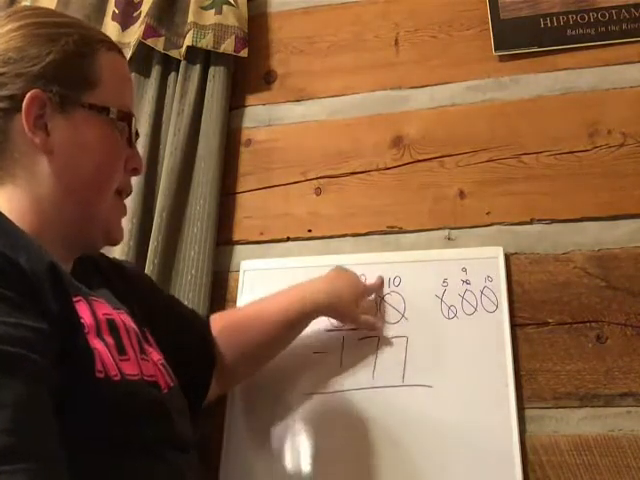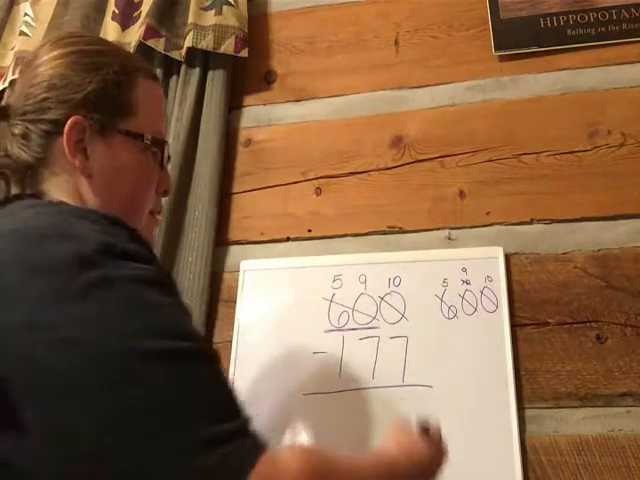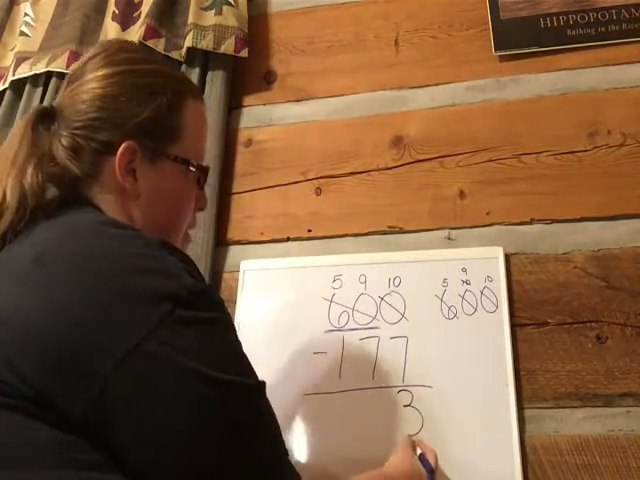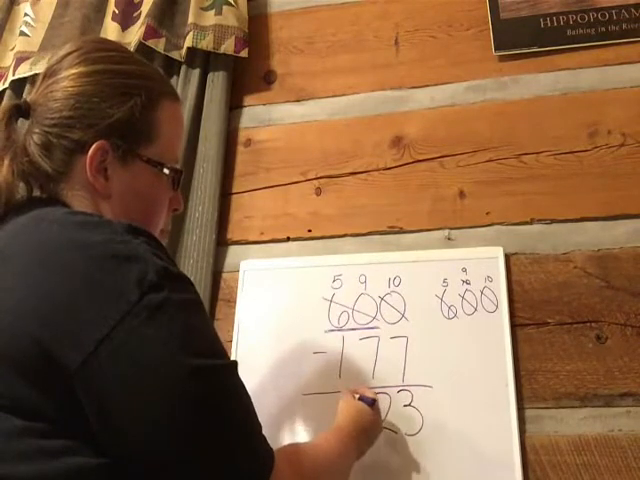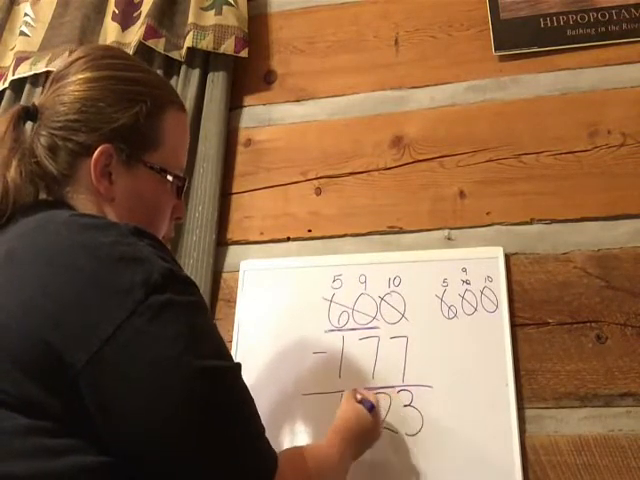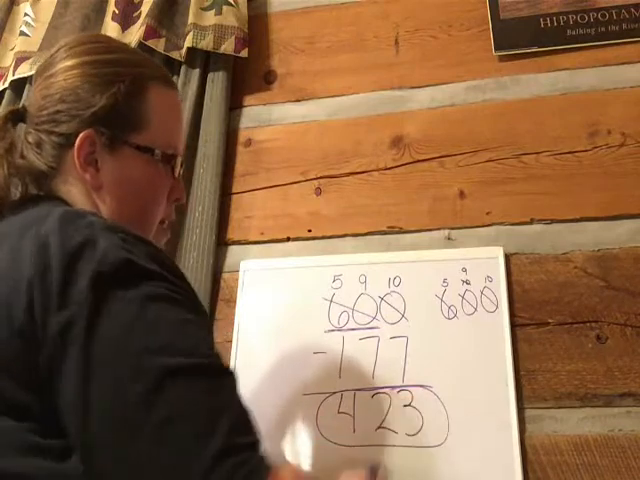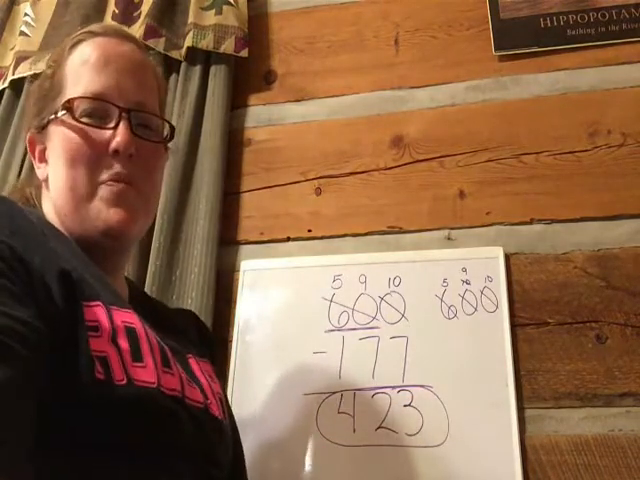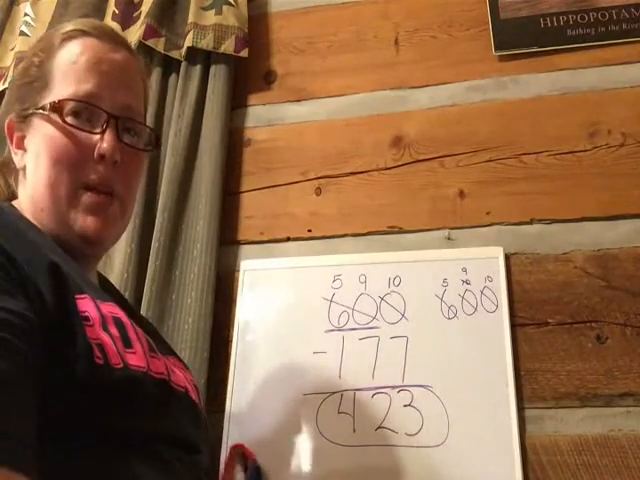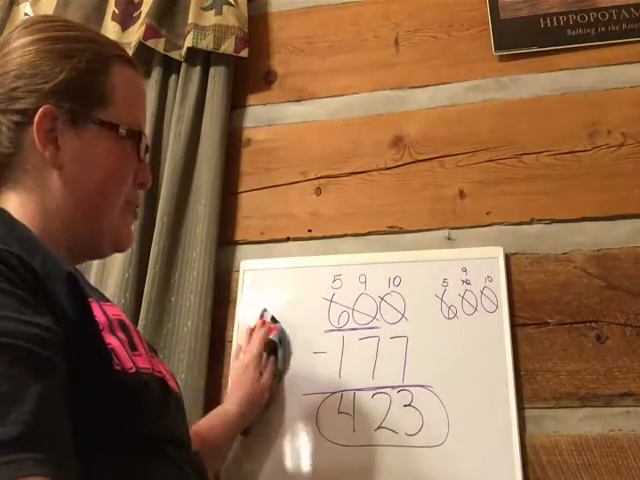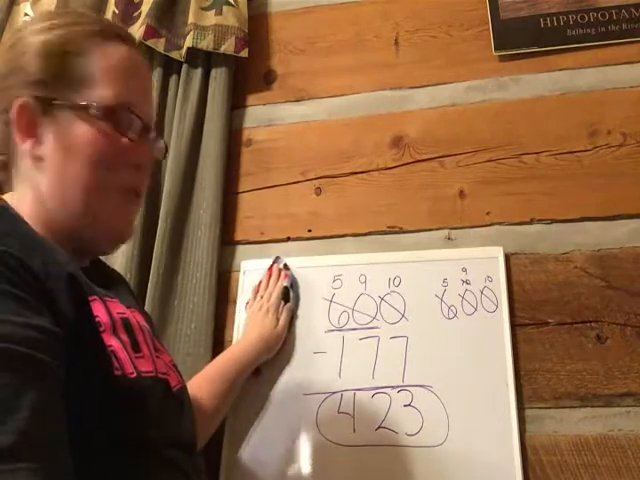So now I can subtract that. 10 minus 7. 10 minus 7 is 3. 9 minus 7, 2. 5 minus 1, 4. Done. Okay, and of course, circle your answer. Okay. I know that probably sounded a little bit confusing because I did it kind of quickly, but let's look at a couple more examples and we'll see if we can get it.